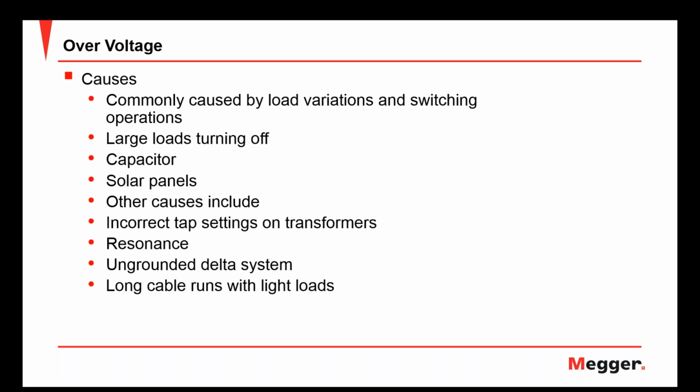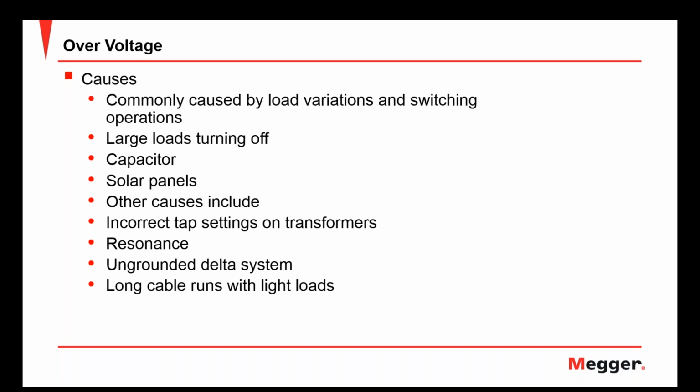And again, other potential overvoltage causes can include incorrect tap settings on transformers, resonance, and also in delta systems you can get this, because if you have a sag or a fault on one leg of the delta, what will happen is the other two will rise up. So you can end up with overvoltages there.